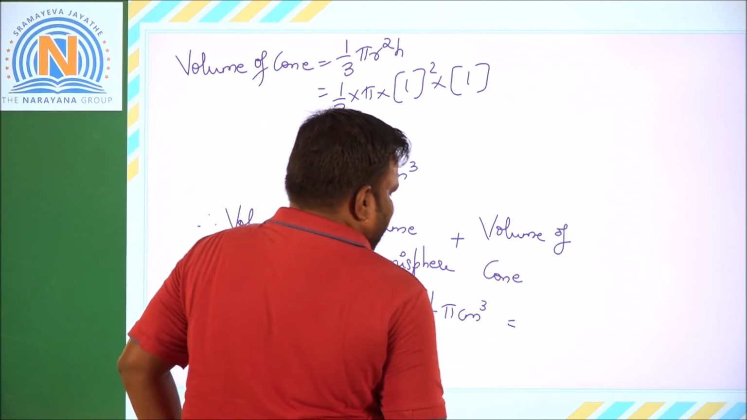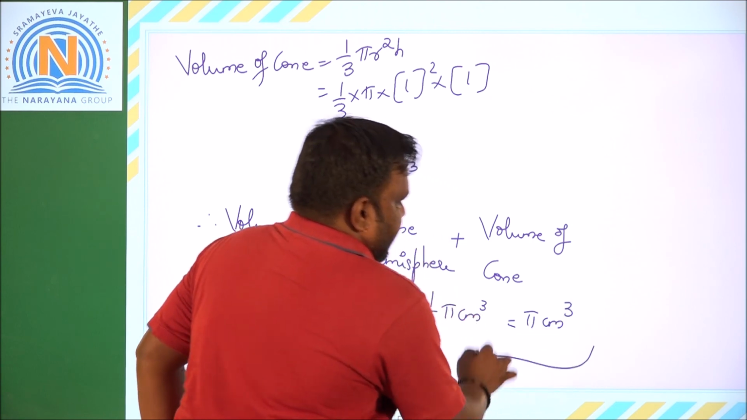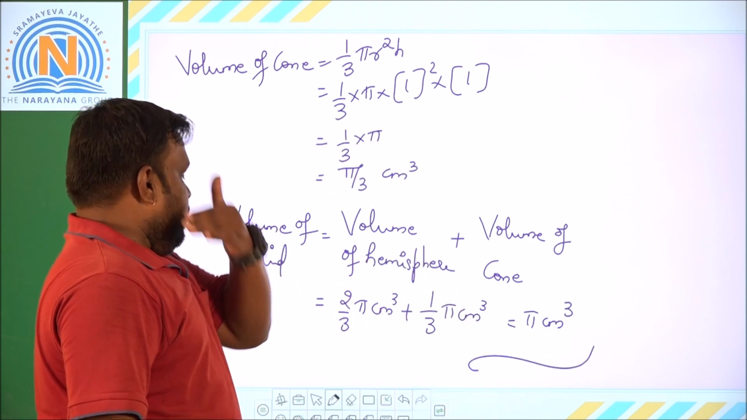So that means 3 pi by 3. So 3 by 3 gets cancelled. I am left with only pi cubic centimeters. So this is the volume of the solid.